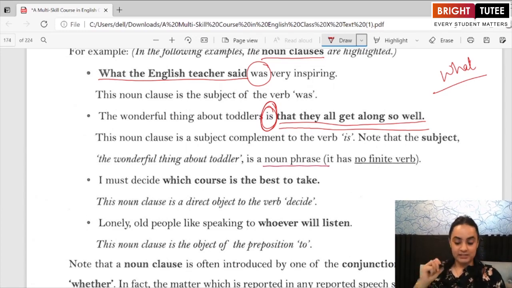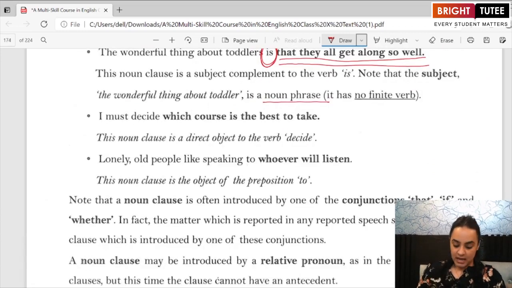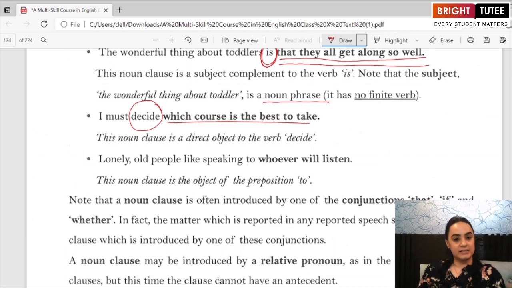Okay, let us look at the other sentence. "I must decide which course is the best to take." So I must decide what? What is the answer that I'm getting? Which course is the best to take. Now this is the answer that I am getting. What is my verb in the sentence? Decide. So the noun clause over here is directly the object of my verb decide.